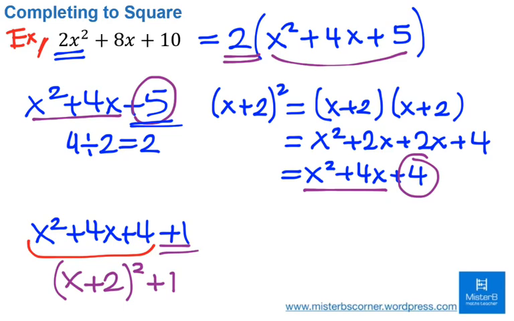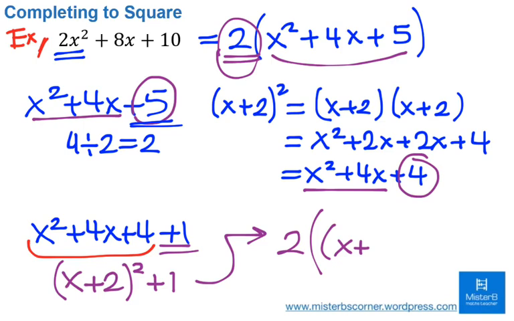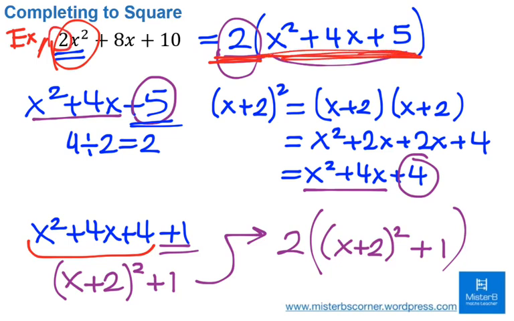Now, as a final answer, I have to include the common factor, so I should be writing this as 2 times x plus 2 squared plus 1. So the only thing that I have to do in the beginning is to take 2 out, because I only know how to complete the square when there is no number in front of the x squared expression. So that's what I need to do.